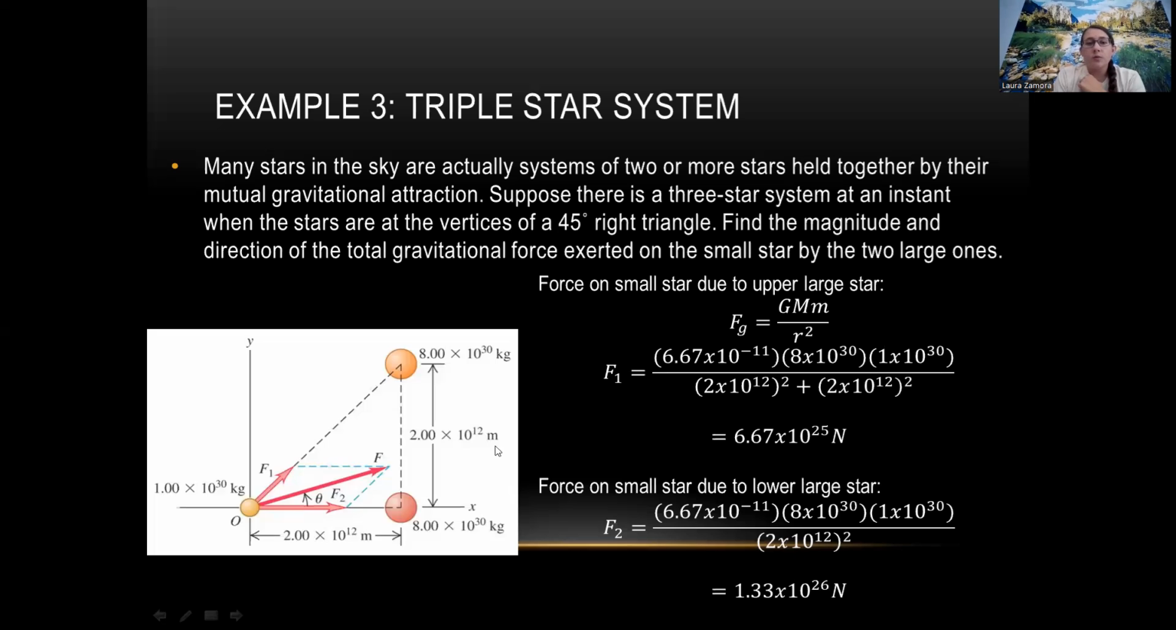F1. Okay, so we need to know the distance between this small star and the big orange star in order to calculate the force of gravity between them, right? Because if we look at this equation for the force of gravity, we have distance squared as the denominator. So we need to know that distance. We were not given that distance, though. We were given the other two sides of the triangle. Since we know those other two sides of the triangle, we're just using the Pythagorean theorem to find that missing side.